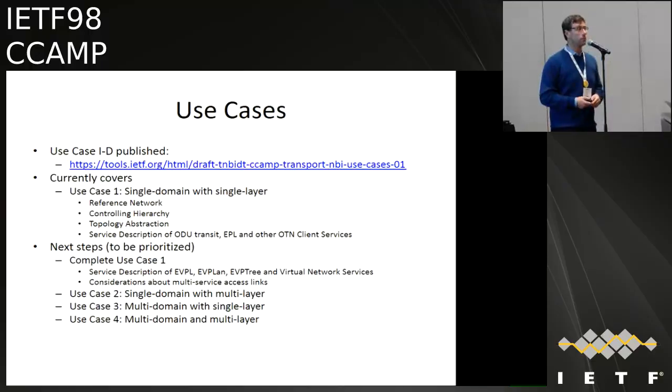What we need to do is, we have much work to do on these drafts, more use cases like EVPL, EVP3, EVPLAN, and virtual network services. We want to discuss something about the multi-layer access, multi-function access links. So when we have a link which can be configured as a 10 gigabit Ethernet link, STM-64 or OTN, depending on the service configuration.